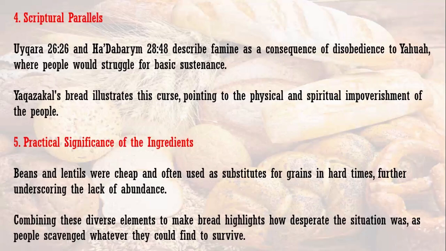So, practical significance of the ingredients. The beans and lentils were cheap and often used as substitutes for grains in our times. This further underscores the lack of abundance. Combining these diverse elements to make bread highlights how desperate the situation was, as people scavenged whatever they could find to survive. And that is still happening now. A lot of people are pretty much trying to make ends meet. In Jamaica, we'd say make ends meet. So they're still trying to scavenge for whatever they can find.